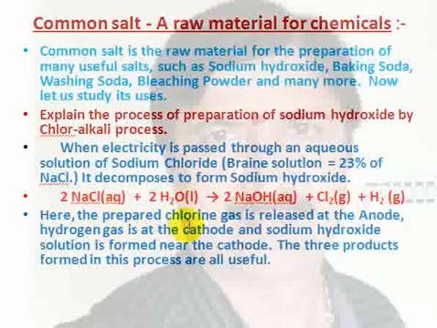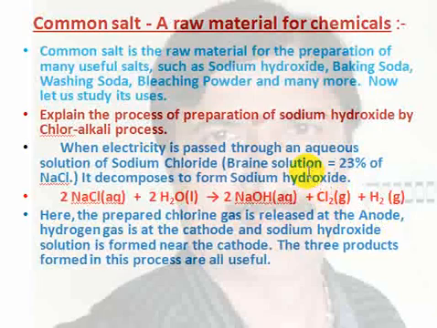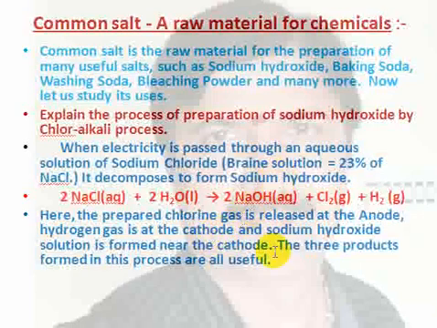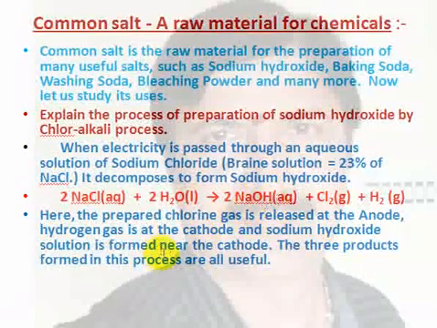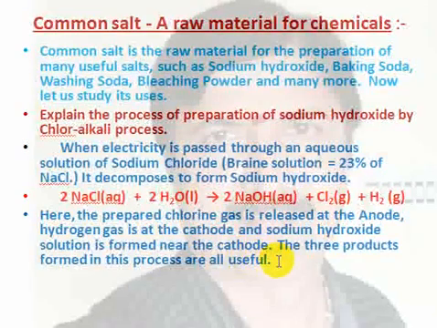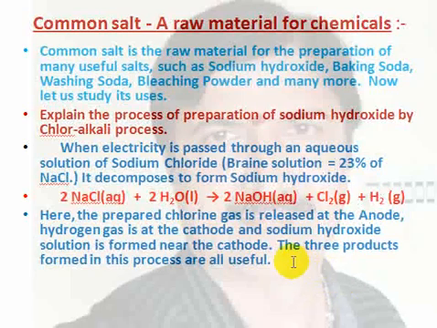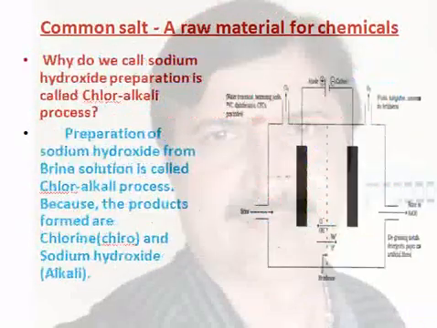So the chlorine gas, which is liberated at the anode of the electrolytic cell, hydrogen gas, which is released in the cathode region, and sodium hydroxide, that is prepared near the cathode. All the three products formed in this process are useful. Now let us see the picture of chlor-alkali process.